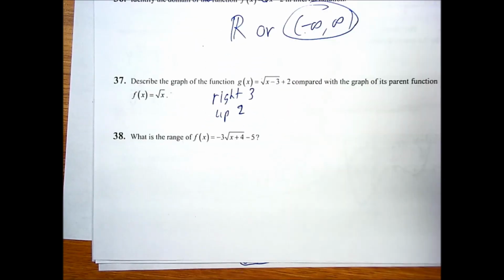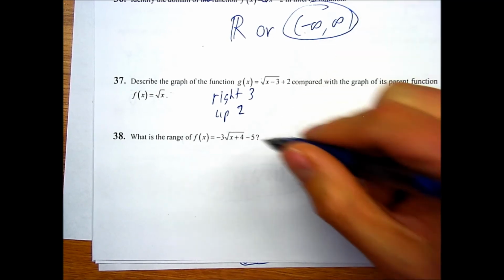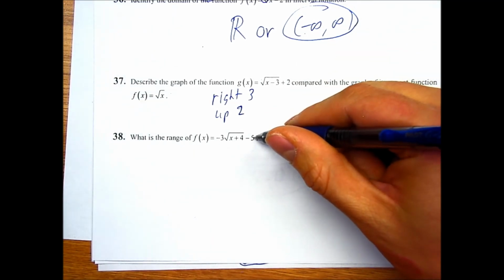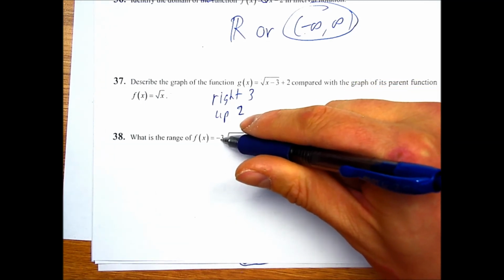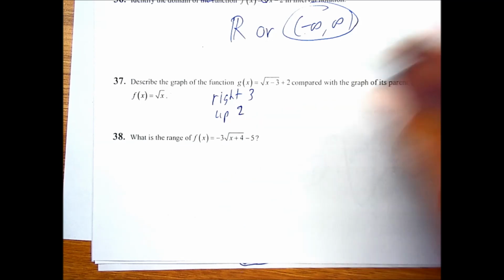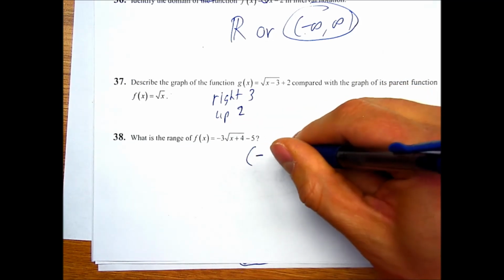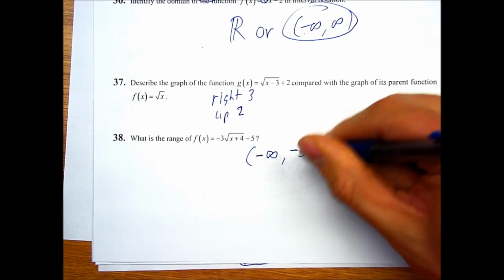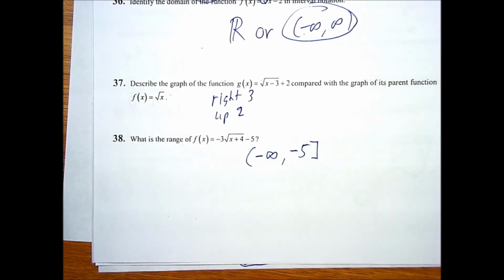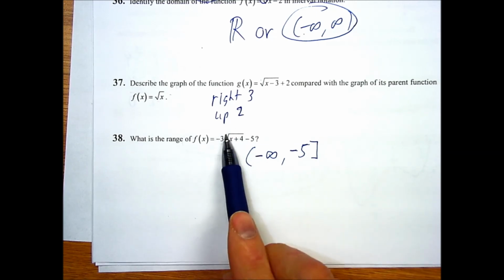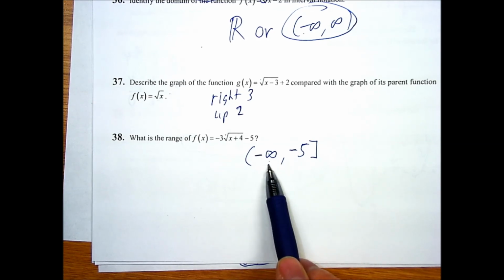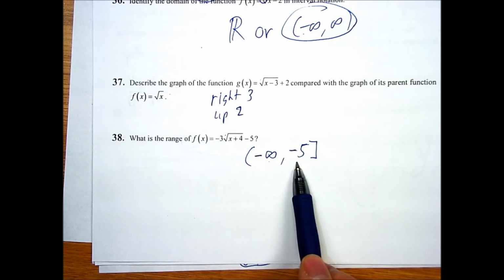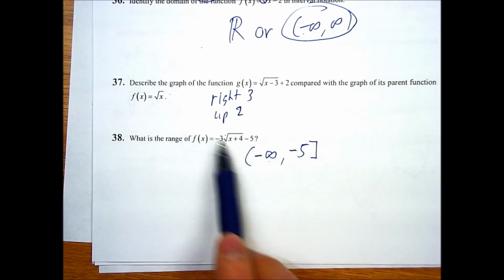Question 38, range. I'm asking here which direction it points and where does it start. So it starts at negative 5. And does it point upwards or downwards? It points downwards because the coefficient is negative here. There's a negative in front. So it points downwards from negative 5. Negative infinity, comma, negative 5. Again, if that was a positive 3, then I would switch this around and it would be negative 5, positive infinity, because then it would be pointing upwards instead of downwards.